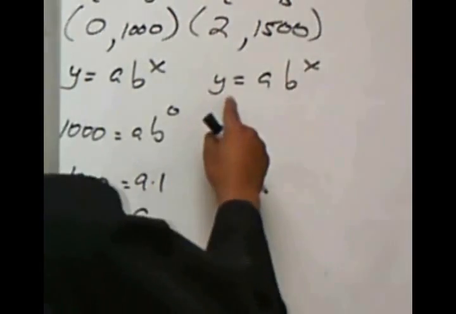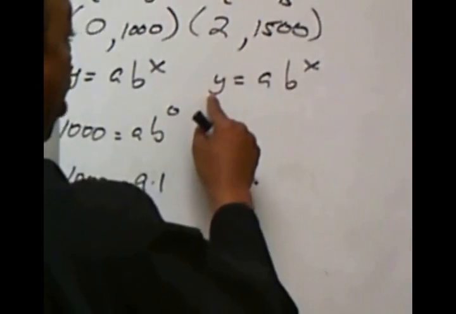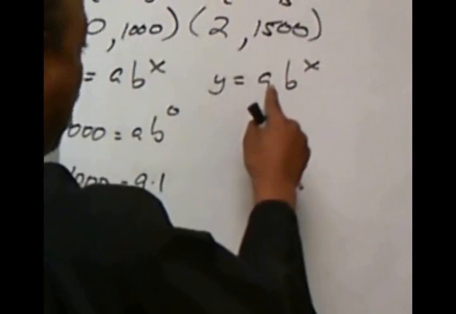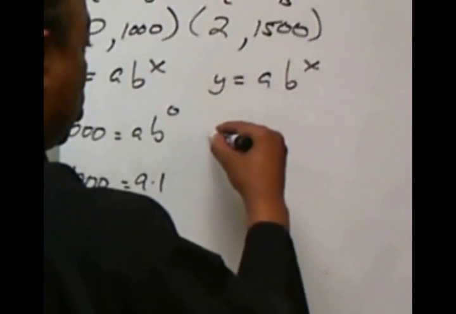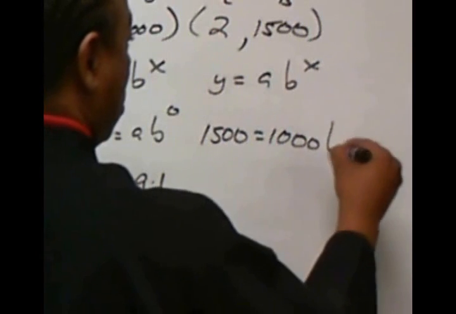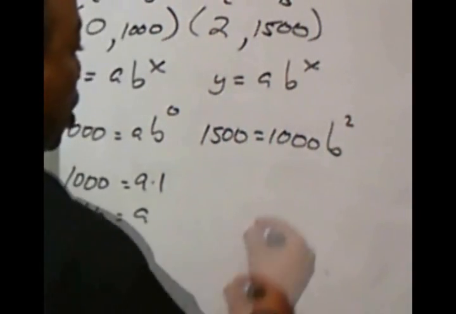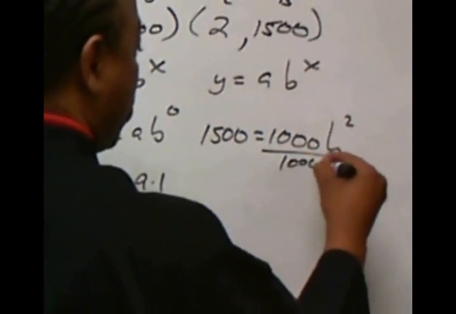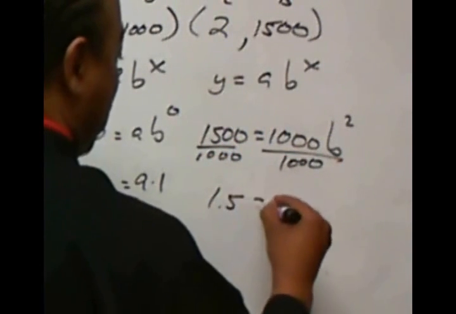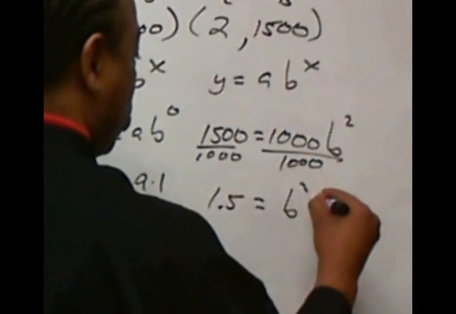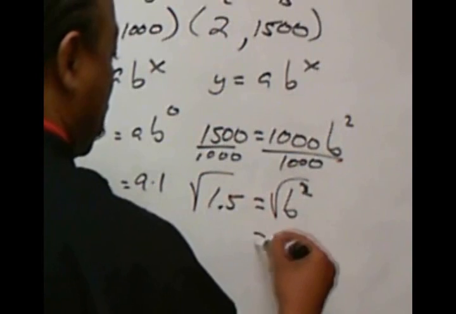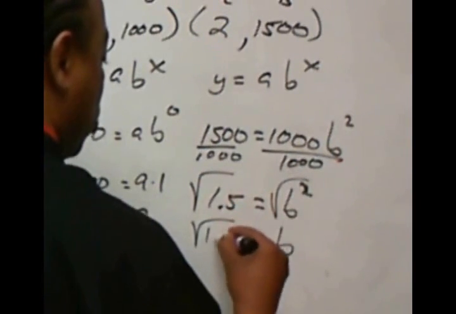We'll go to the other side. I'm going to put 1,500 in for y, 2 for the x, and then 1,000 for a. So this is 1,500 equals 1,000 b squared. Then we divide both sides by 1,000, and I get 1.5 equals b squared. Then I'll take the square root of both sides, and I end up with b equals the square root of 1.5.